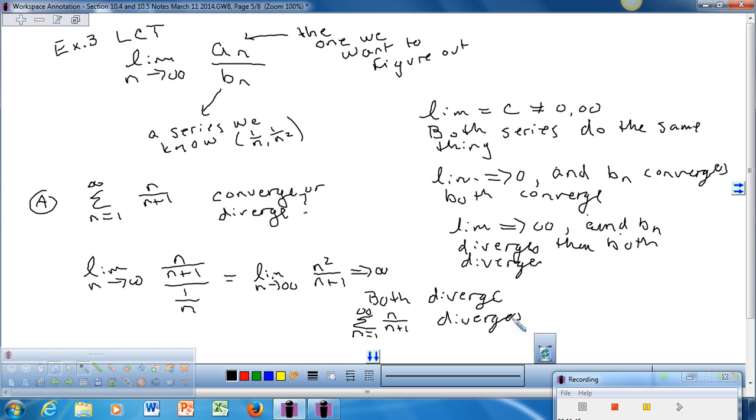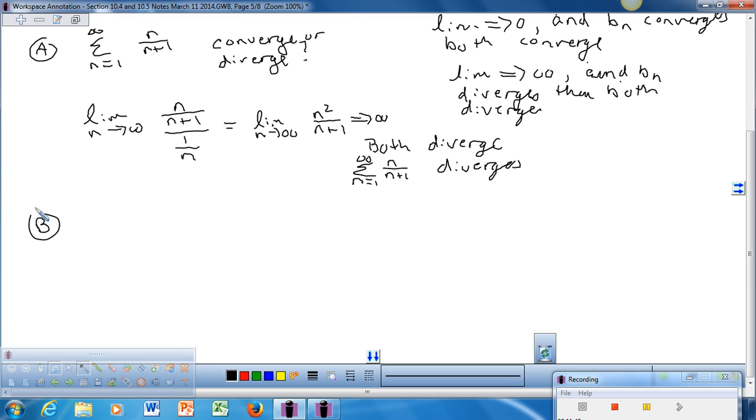Okay? What would have happened if that limit came out to be 0? Well, if the limit comes out to be 0 and b sub n converges, but the one that we used did not converge, so you couldn't draw a conclusion. But what you could do is quickly switch to put 1 over n squared in the bottom and see if it still comes out to be 0. And then you can say that they both converge. Okay, so let's try one more example.